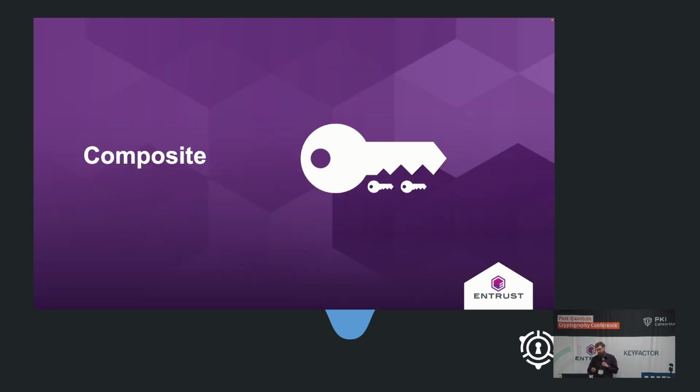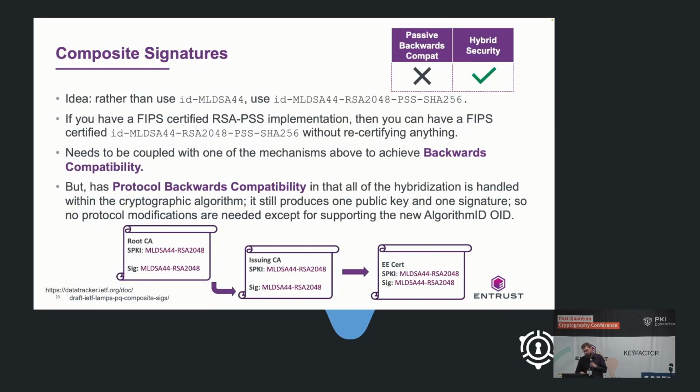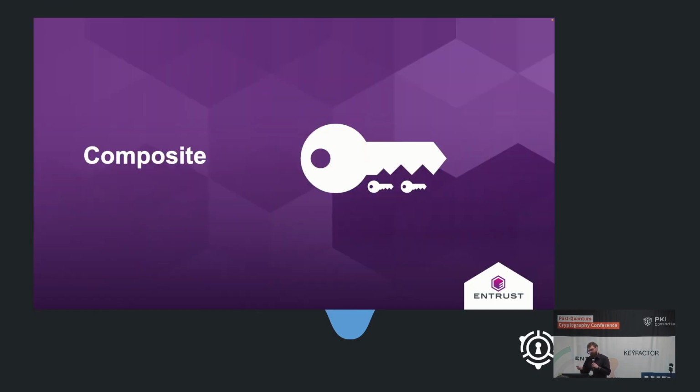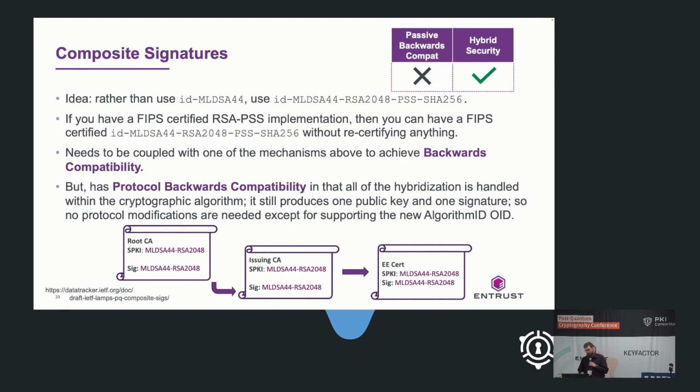Okay, so that takes us then to composites. If you want true hybrid, you're into composites. The concept of a composite is you have one key and inside of it is two algorithms. But it's one key, it's one public key, it's one signature, it's one thing, one atomic object. Inside there's multiple algorithms, but just ignore that. Just pretend it's one algorithm. So anything that handles one algorithm handles composites, and that's great.